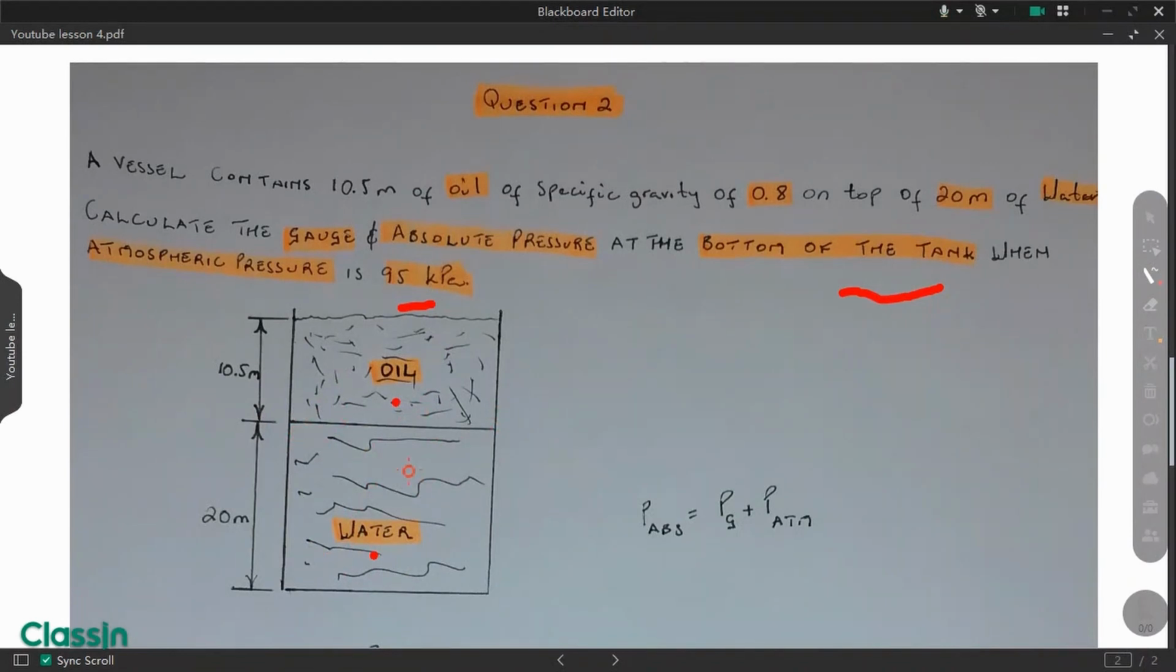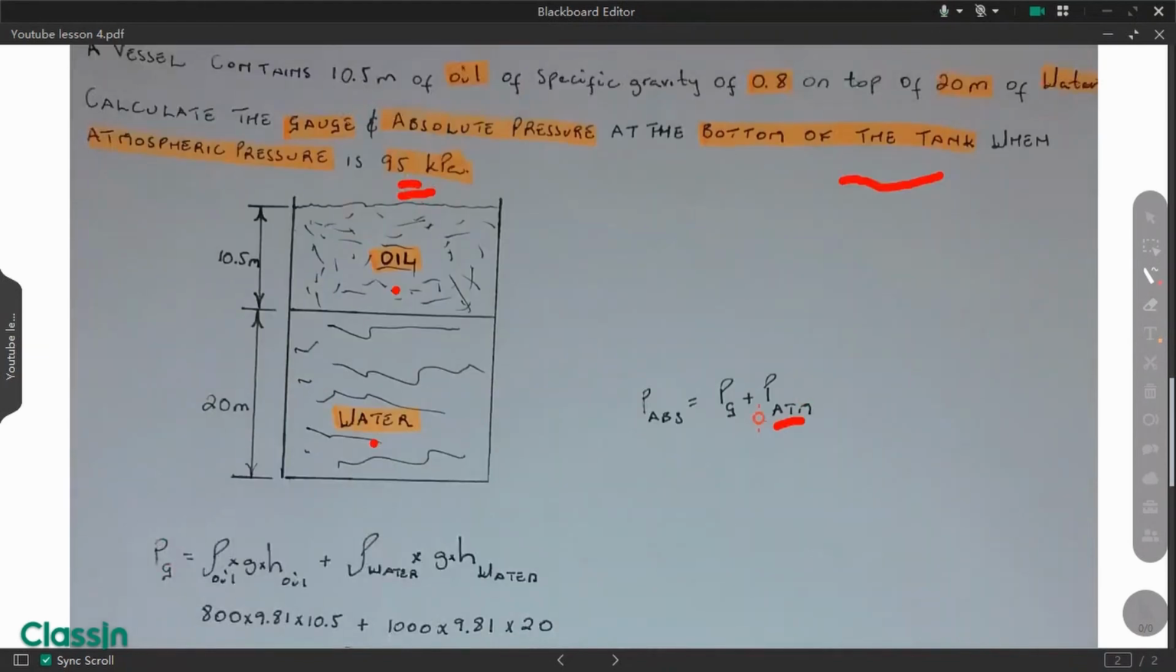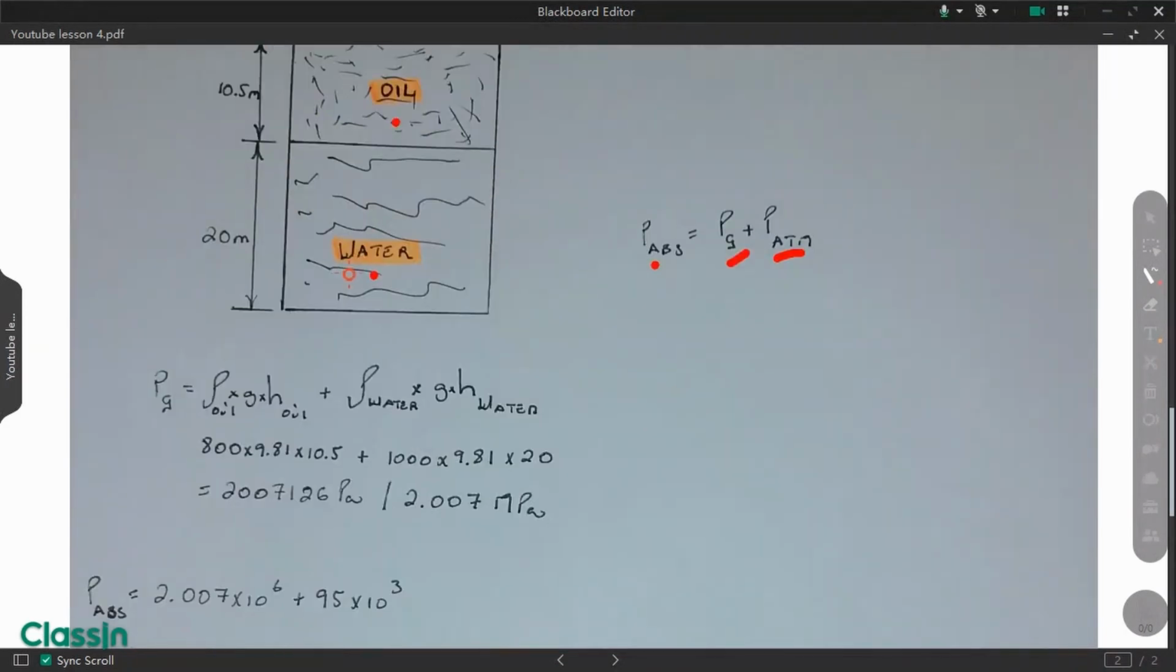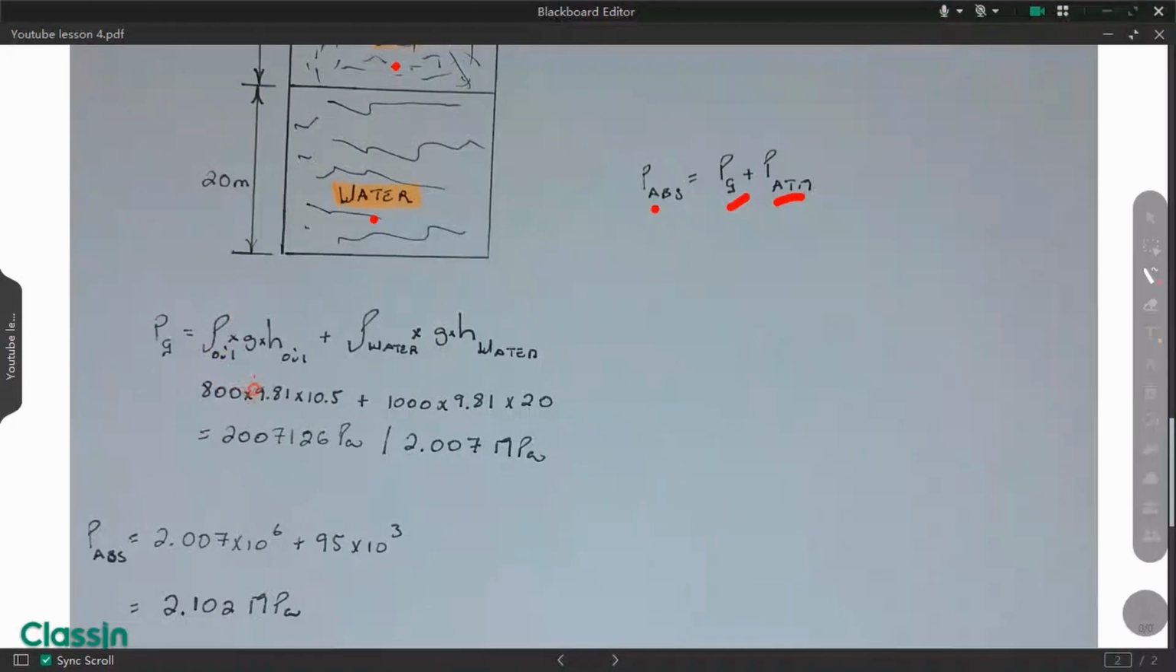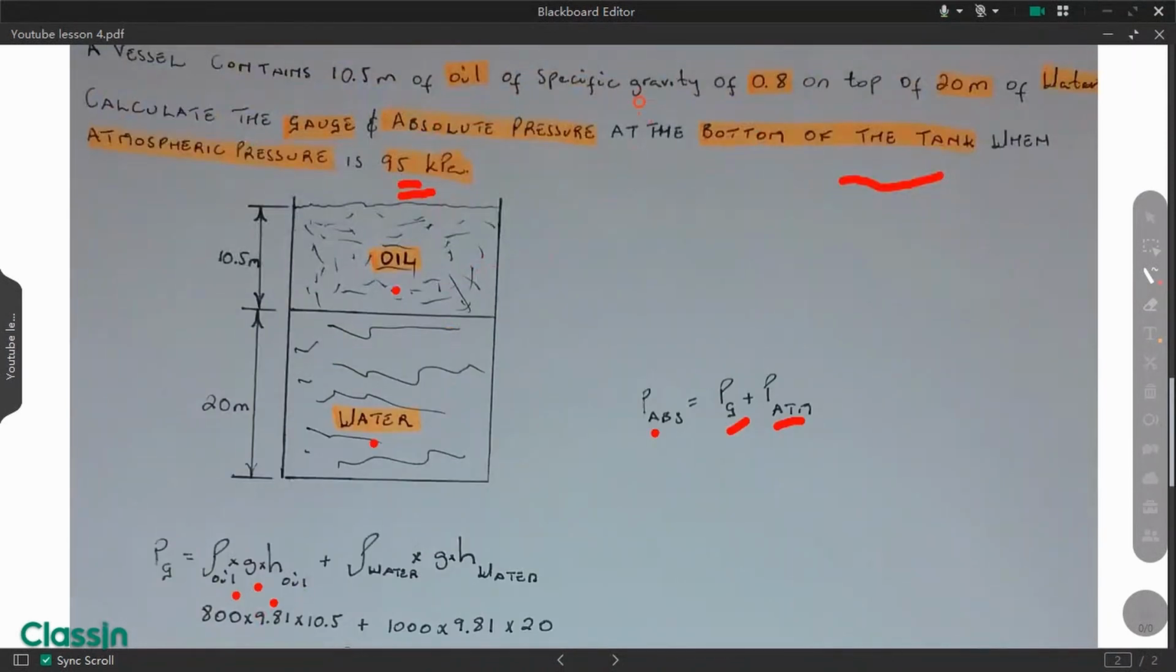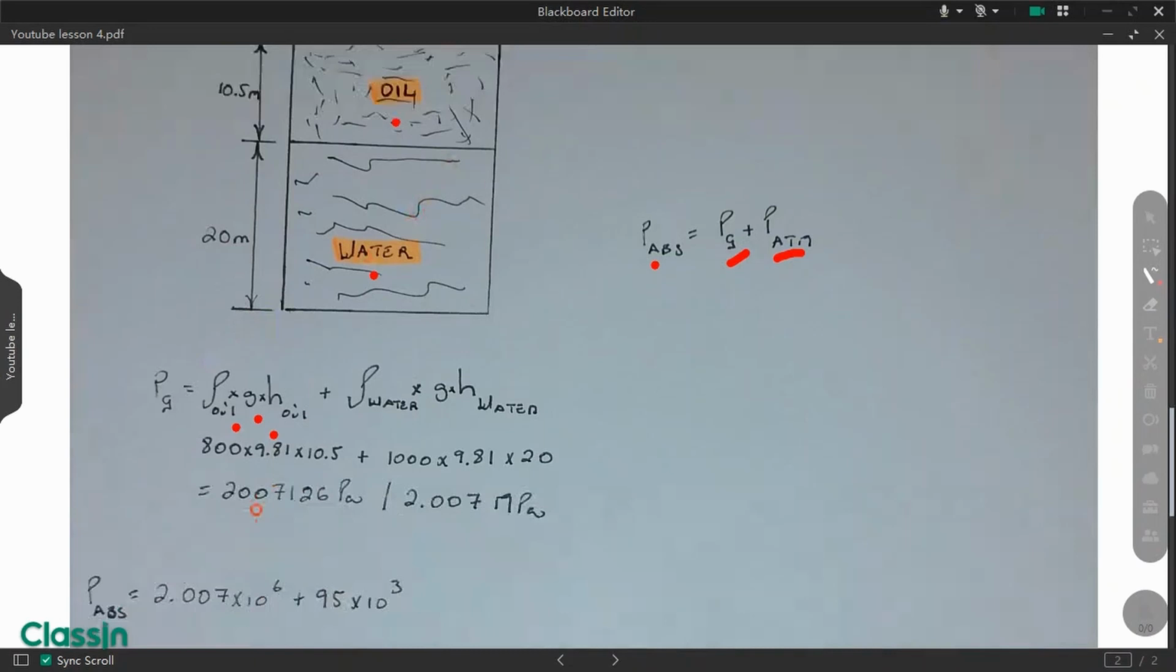Now we know how much the atmospheric pressure is. We are told that it's 95 kilopascals. We need to find the gauge pressure so that we find the absolute pressure. Now we have two kinds of fluids. Remember, the gauge pressure is rho g h. So it's the density of that fluid multiplied by gravitational acceleration multiplied by the pressure head. In the context of oil, we multiply 1,000, which is water at 4 degrees Celsius, by 0.8 to find the density of that oil. It's 800 kg per meter cubed.